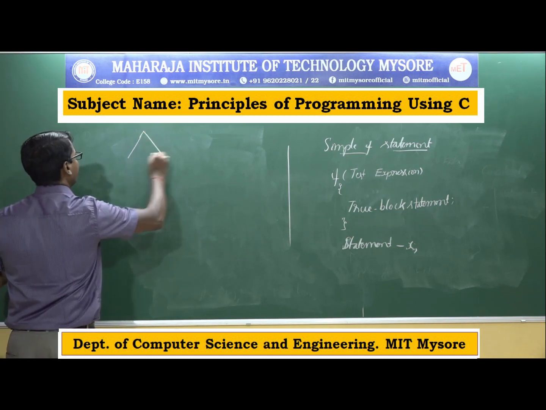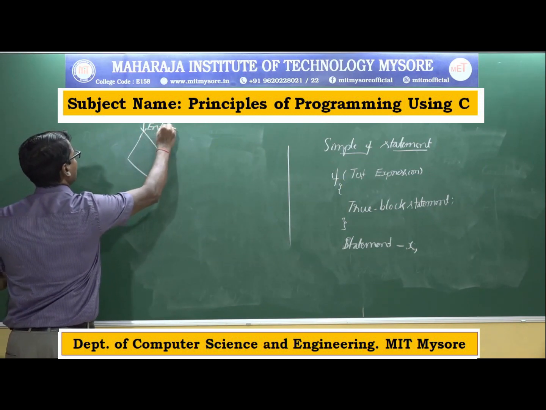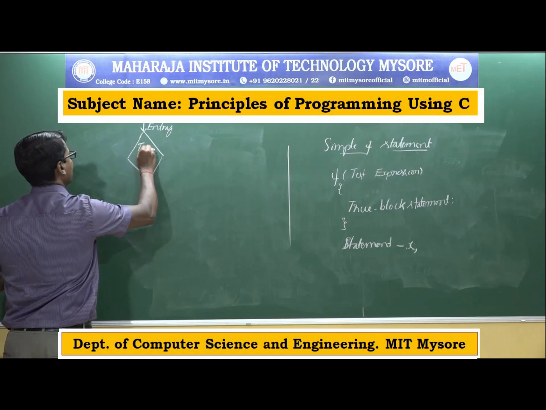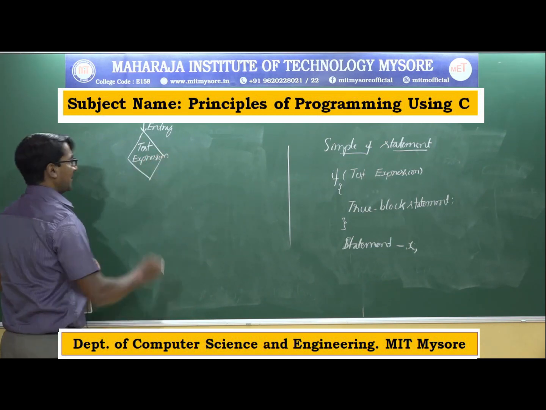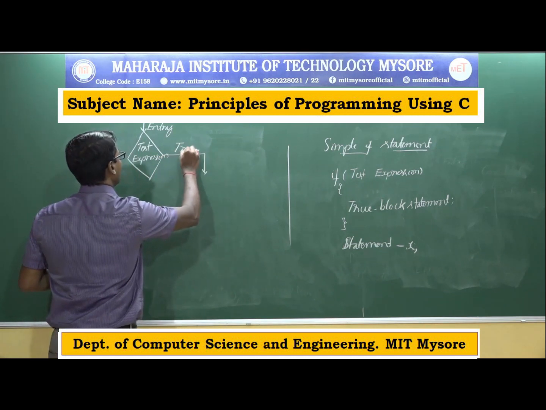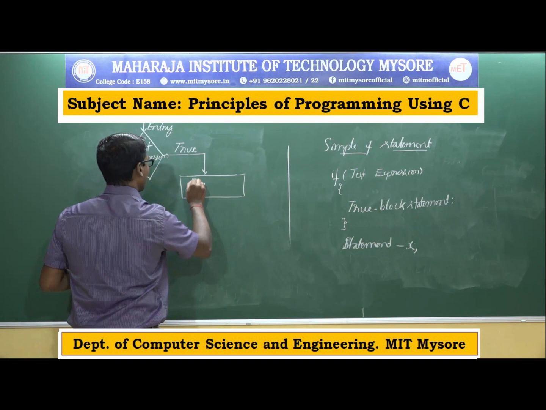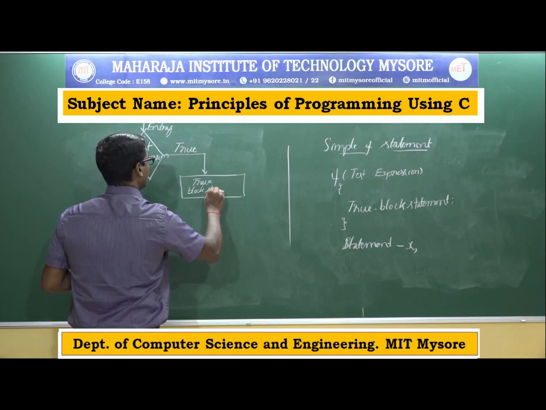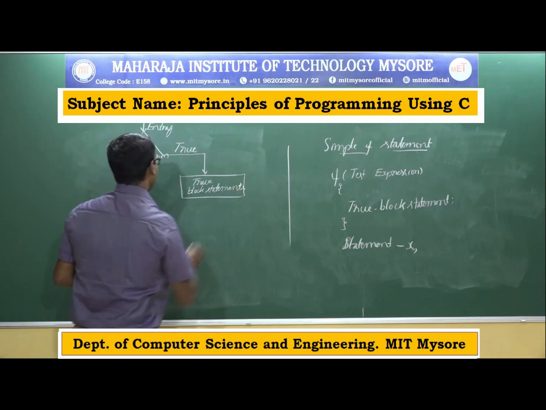Okay, this is a flow diagram. Entry, test expression. Here the expression will be evaluated. If the expression is true, then the true block statement, it executes the true block statements.